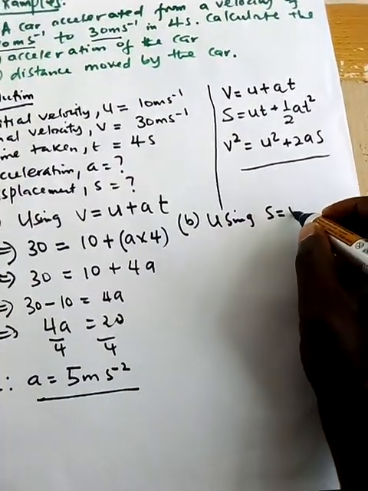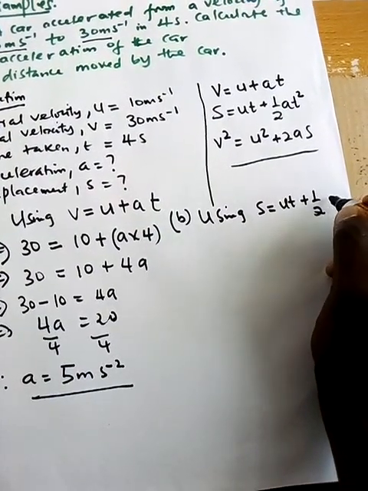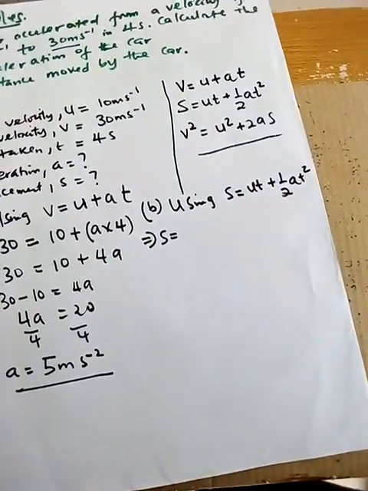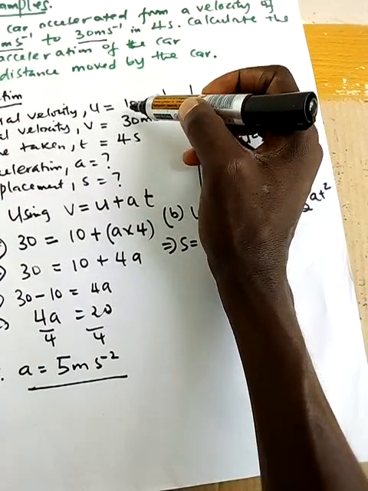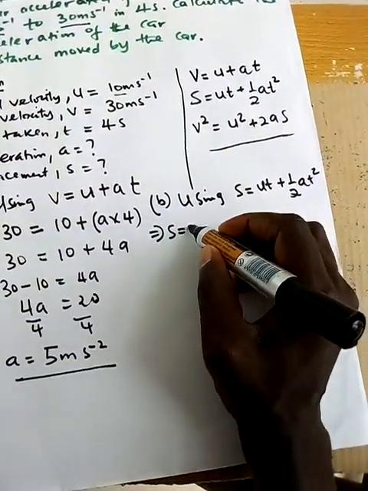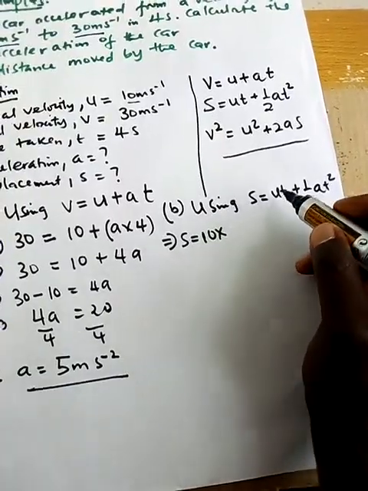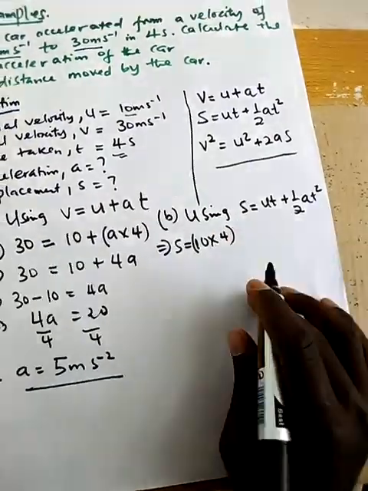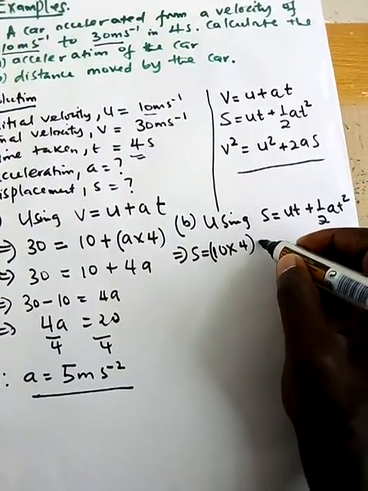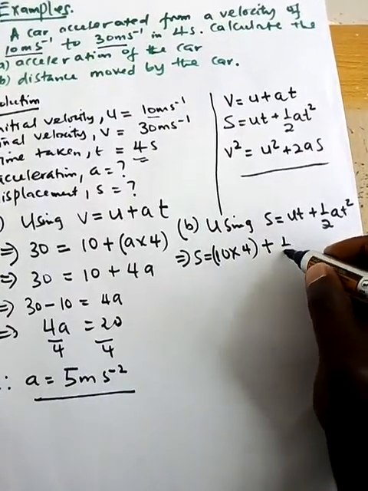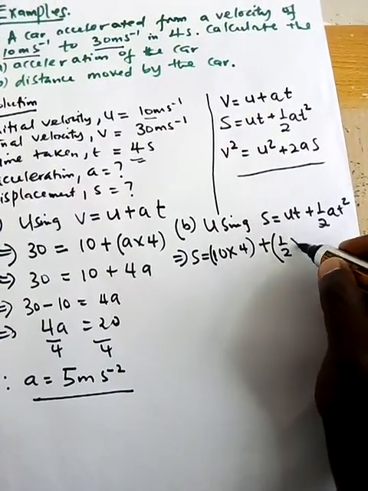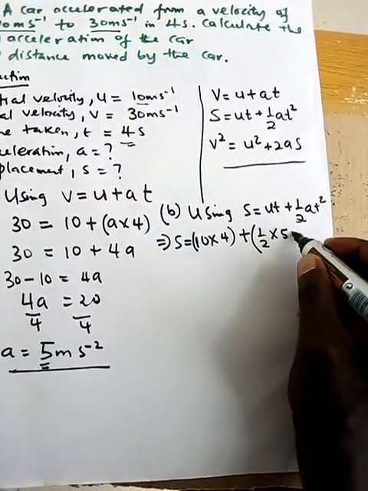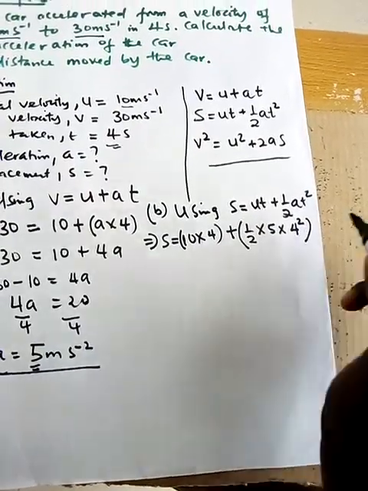So here we shall say that using S is equal to ut plus a half at squared, it would simply mean that our displacement S is equal to u, which is already 10 here, times the t. This t is equivalent to 4 here. So you put this in bracket to be on a safe side. Some students don't know how to treat them when you're multiplying. Then plus a half, times a. The acceleration we obtained here as 5 meters per second squared. You multiply here, then times time squared, which is 4 squared.